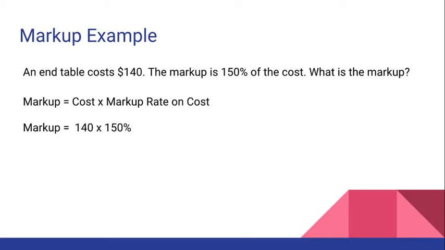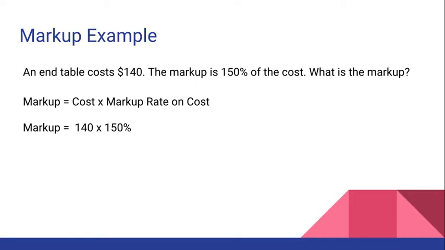So now that you've had some time to find the markup, let's see if you got it correct. We have our cost of $89 times the 65%. So our final amount of markup is $57.85 for that pair of shoes.